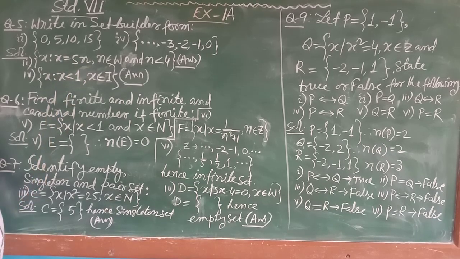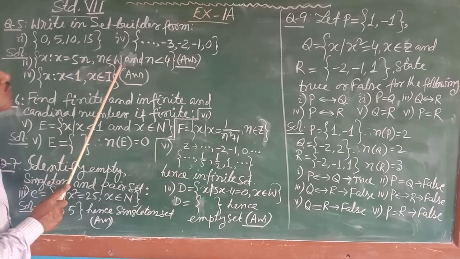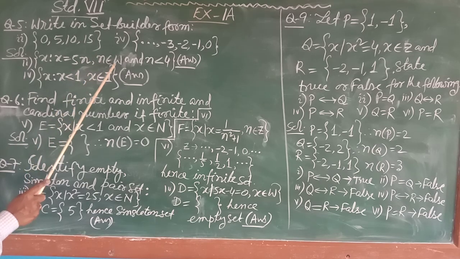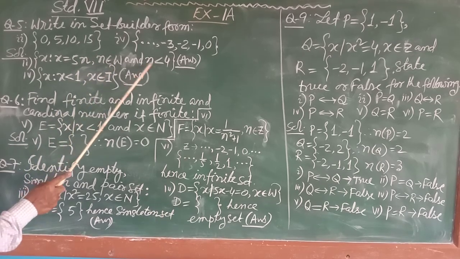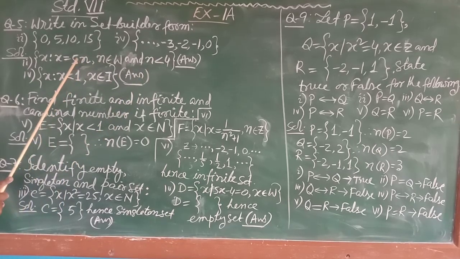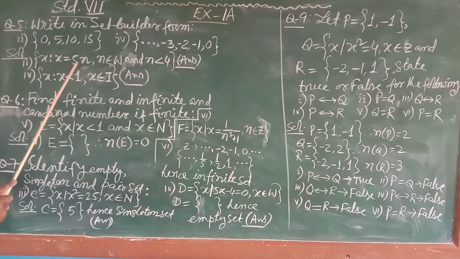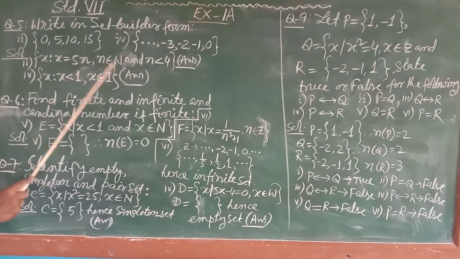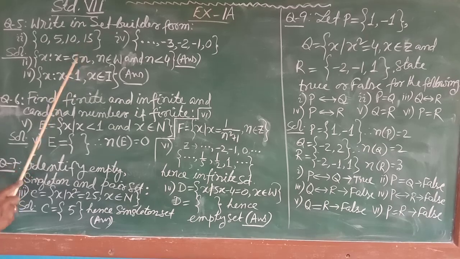x is equal to 5 into n, and n belongs to whole numbers, because if you put 0 and multiply, 5 into 0 is 0, the first element. Then the next whole number is 1, 5 into 1 is 5, 5 into 2 is 10, 5 into 3 is 15. So n belongs to whole numbers, but what is the limit of n? n should be less than 4, or less than or equal to 3. You can't go to 4, because 5 into 4 is 20, and 20 is not in the set. So less than 4 means 3 into 5 is 15. I hope you have understood.